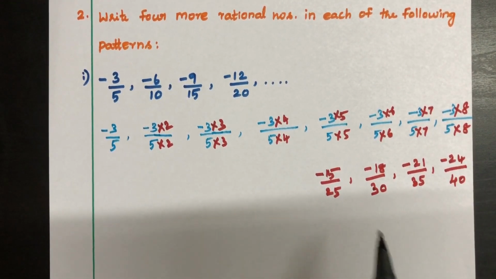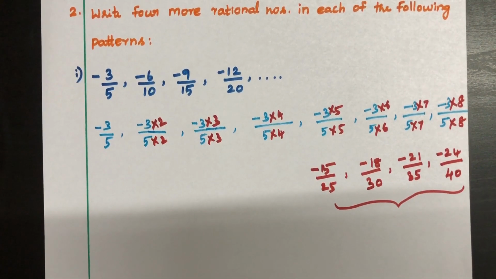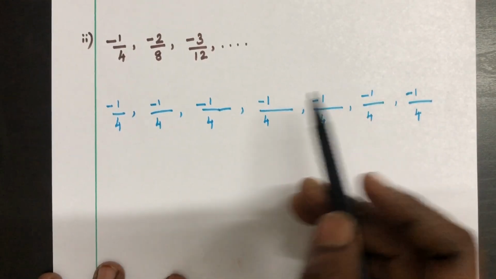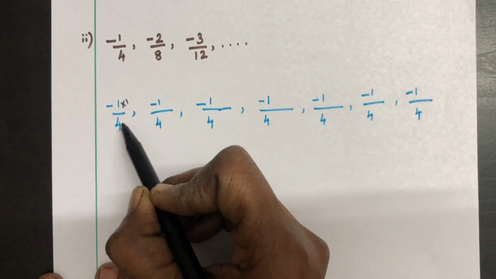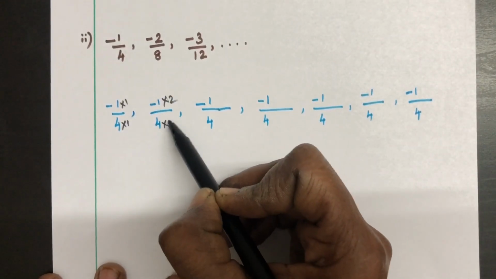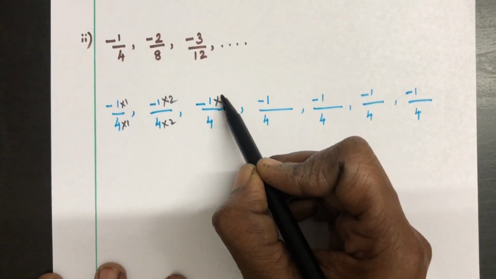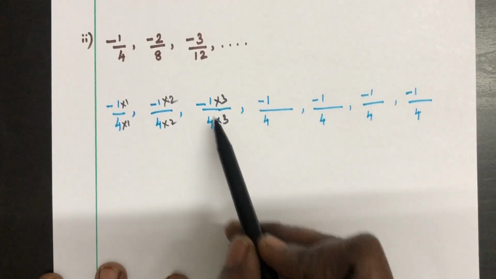That's all. Easy. These are the other 4 rational numbers in the pattern followed. So what are the next 4 rational numbers for this problem? Minus 1 by 4. They have multiplied it with 1 and 1. This is into 2 into 2, so minus 2 by 8. This is 3 in the numerator and denominator, so minus 3 divided by 12.